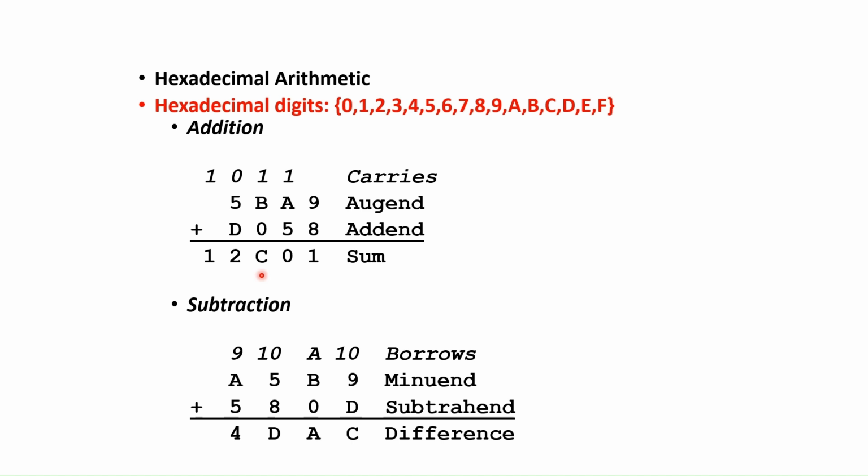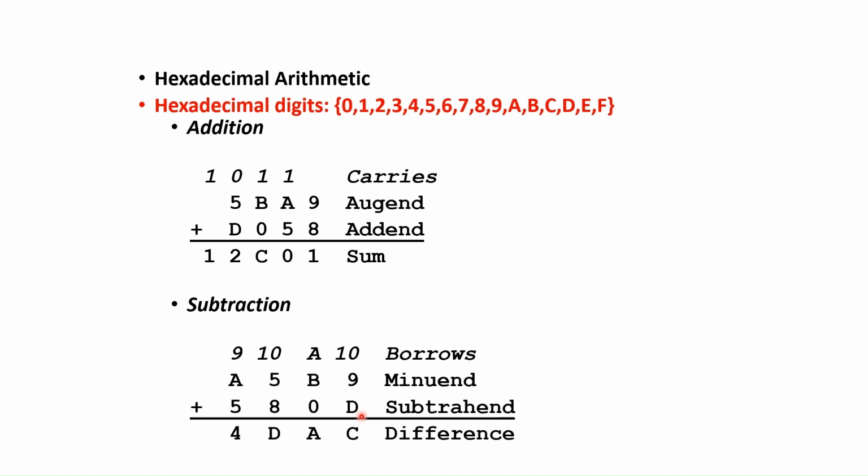So you write C here, and B plus D. D is equivalent to 13, plus 5 is 18. 18 is equivalent to 1, 2. So 2 here, 1 here. This is the sum. Let's see the subtraction.